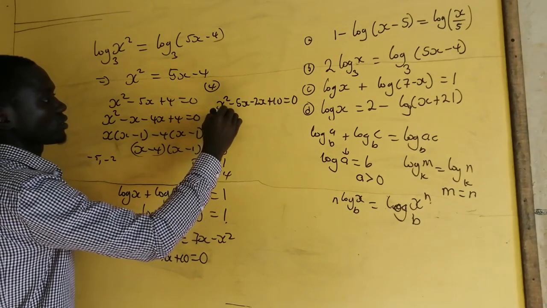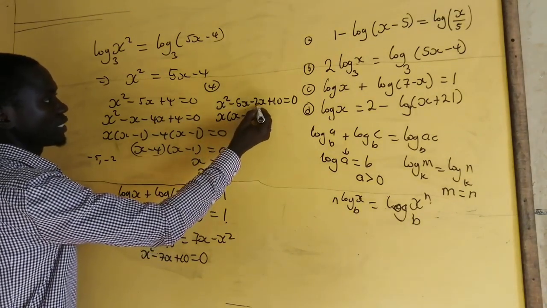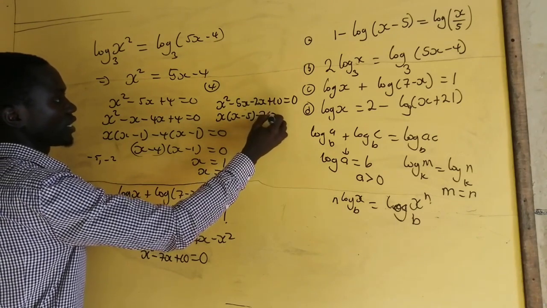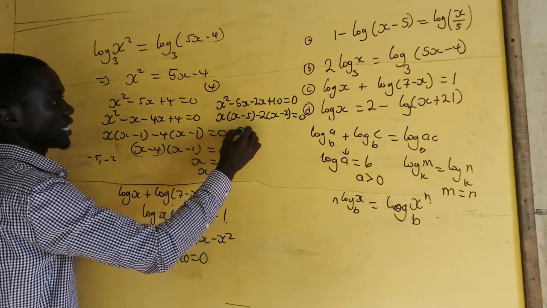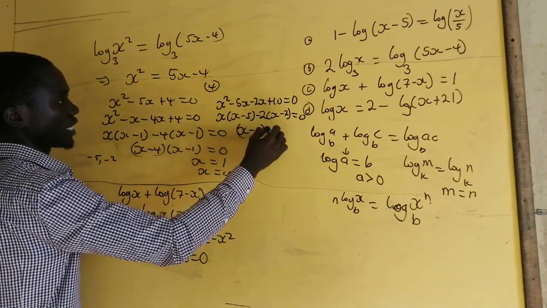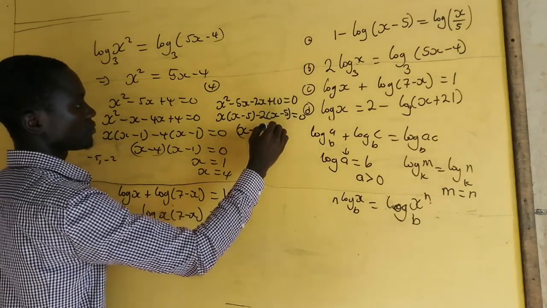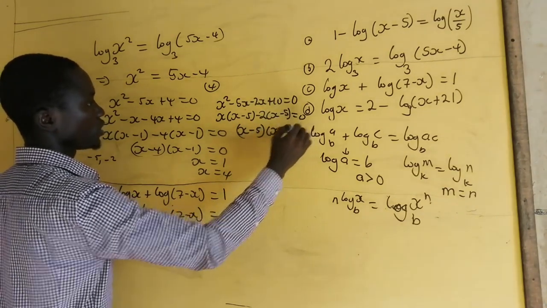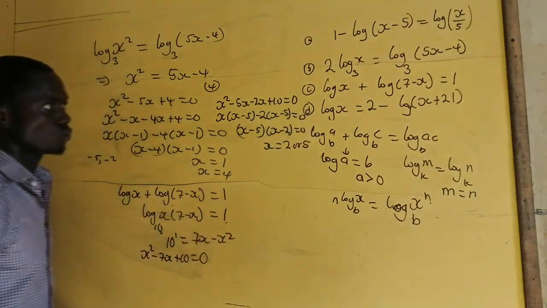So here x, we factorize out, you have x minus 5. Negative 2 will be factorized out, and here we have x minus 2 equal to 0. So this will give us x minus 5 times x minus 2 equal to 0, which gives x equal to 2 or 5 as our solution.